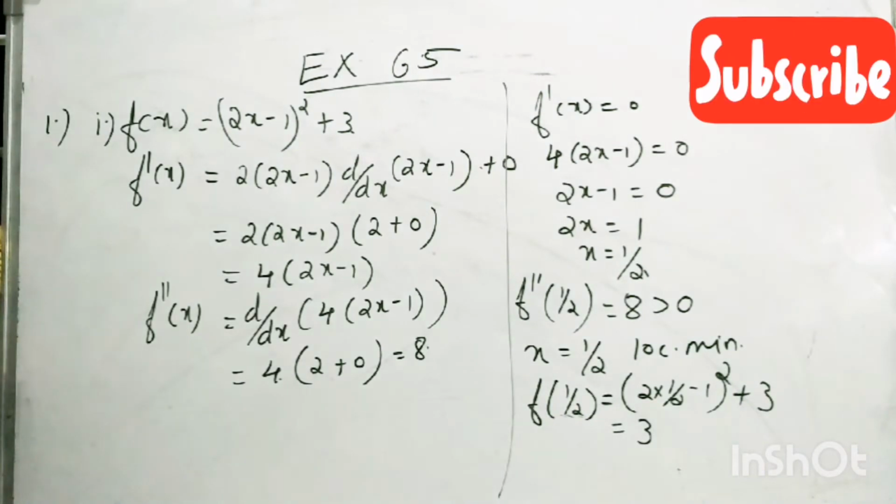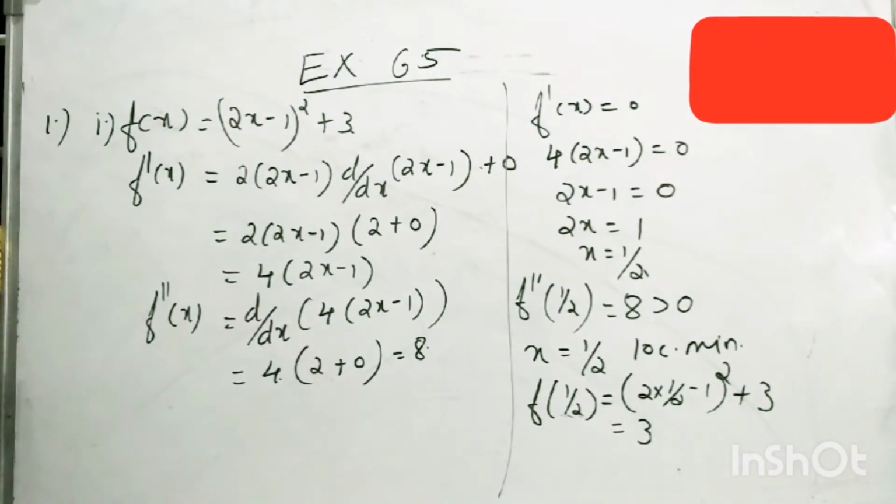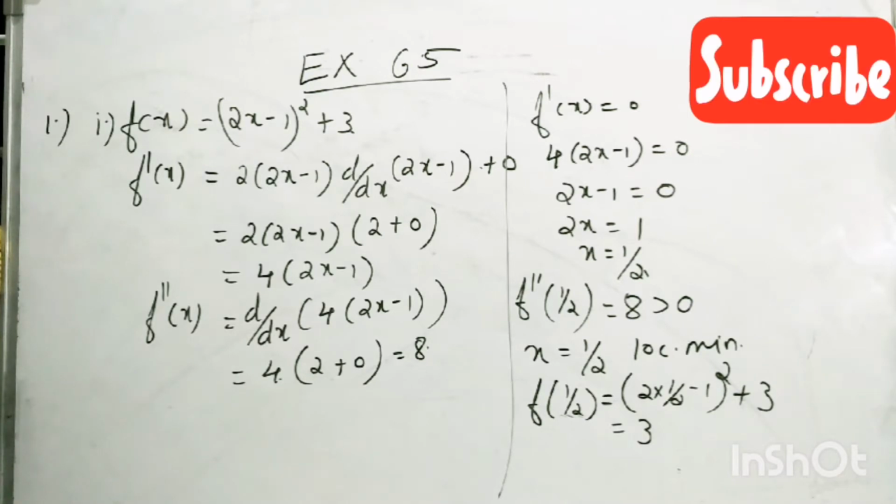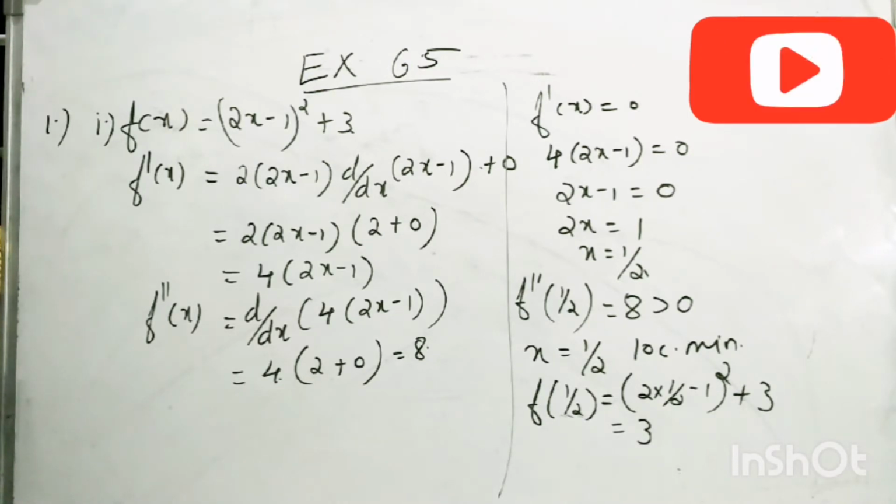So what is our conclusion? The conclusion is the point of local minima is x is equal to 1 by 2, and the local minimum value of our function f is 3.